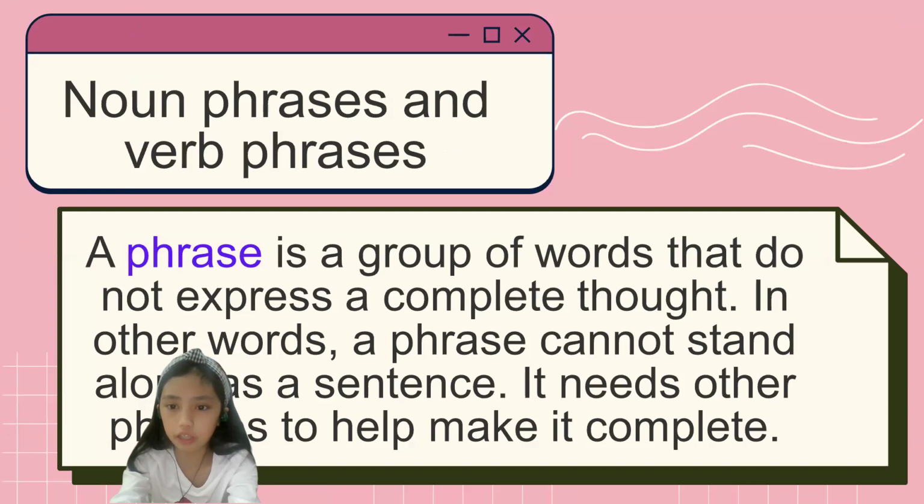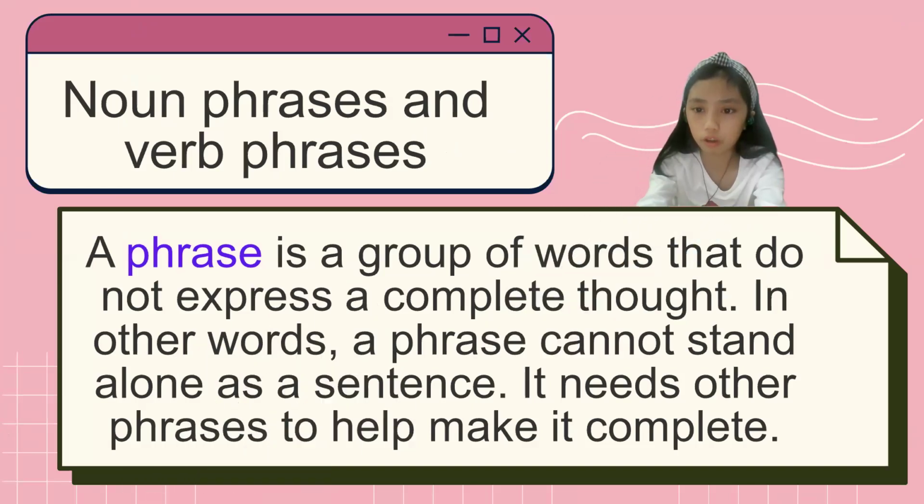Noun phrases and verb phrases. A phrase is a group of words that does not express a complete thought. In other words, a phrase cannot stand alone as a sentence. Instead, it needs other phrases to help make it complete. In fact, a sentence is made of two phrases, the noun phrase and the verb phrase. Just as the subject does not make complete sense without the predicate, the predicate or verb phrase does not make complete sense without the subject. The group of words that explains or describes the noun is called a noun phrase. The group of words that explains, describes, or completes the verb is called a verb phrase.